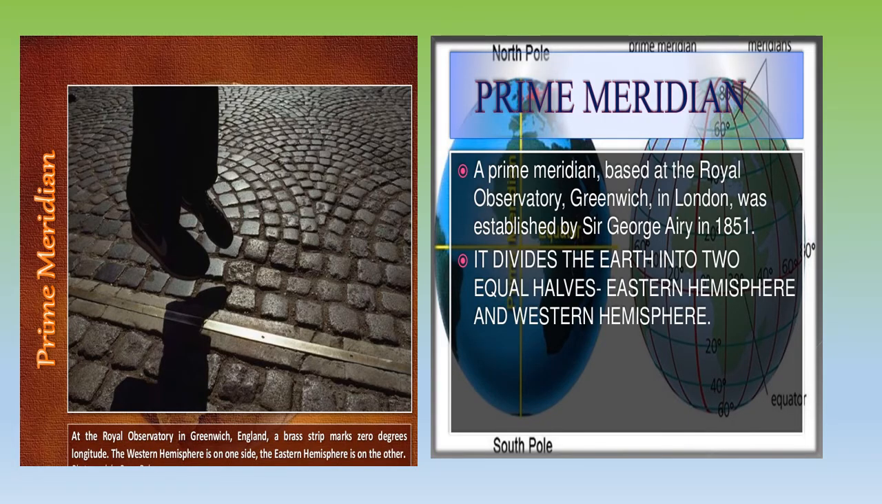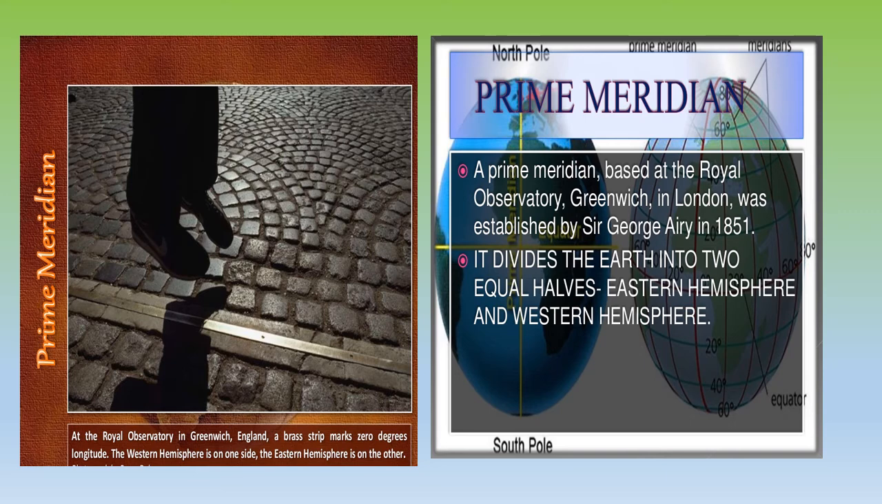Now, a very interesting picture to be seen. This picture is from the Greenwich laboratory in England. This brass strip is actually your 0 degree longitude. They have marked it there, and it divides the western hemisphere on one side and the eastern hemisphere on the other side.